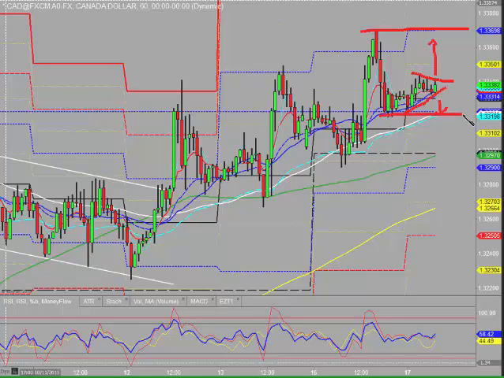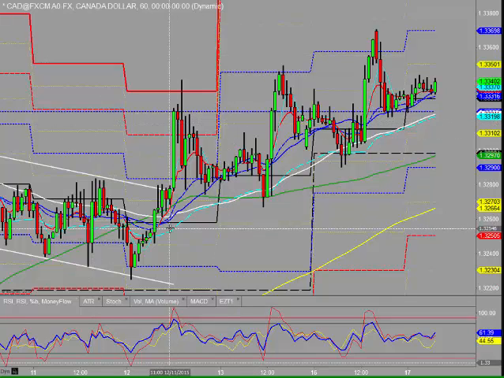If we do see a break of yesterday's lows, well, of course, that will give us a lower high, and it may suggest a bit of a short-term turning point at least. Right, okay, that's it for me.